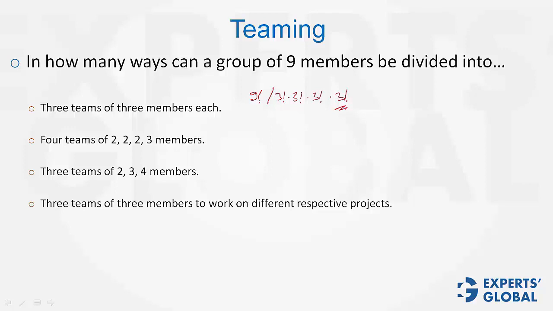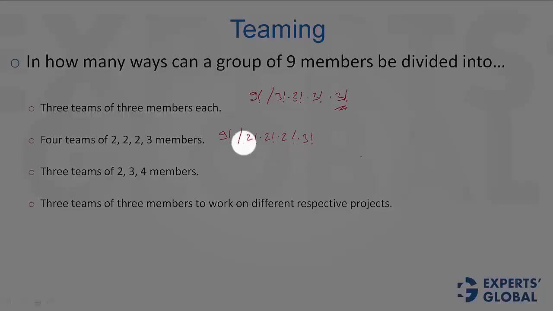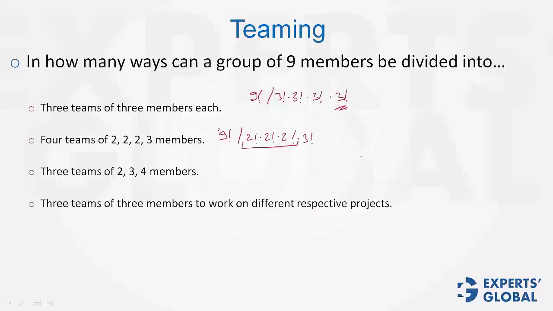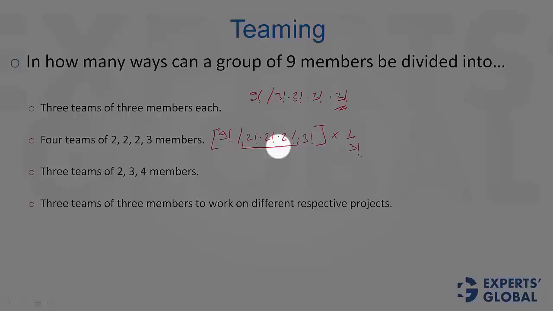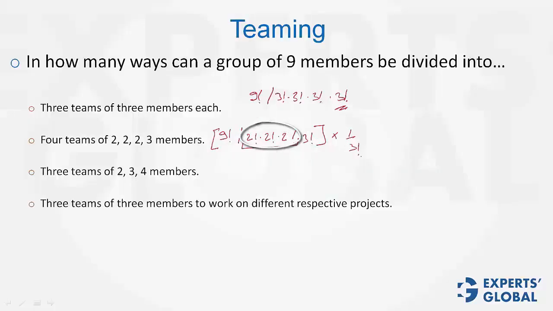Look at this one now. 9 factorial, so triple 2 and 3. But then again, see, out of these 4 teams, 3 are identical. So we need to divide this entire expression by another 3 factorial. Why? Because out of these 4 teams, 3 are identical in size. So we need to divide by 3 factorial. If all 4 were identical, we would have divided the entire value by 4 factorial.